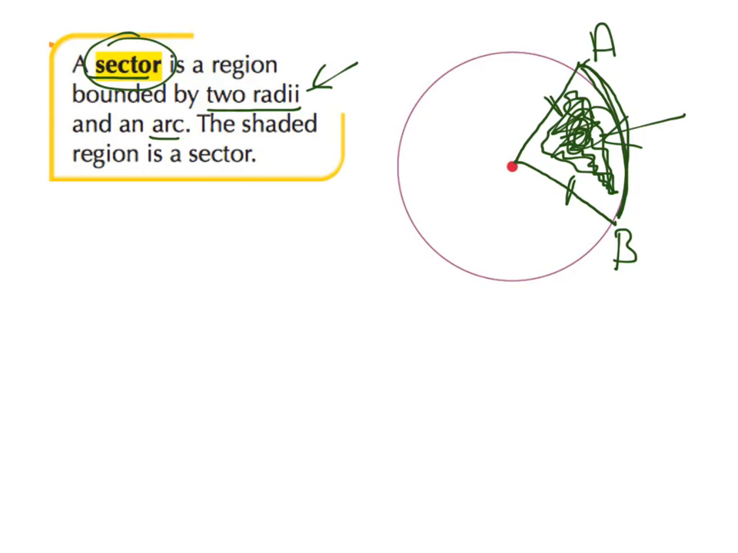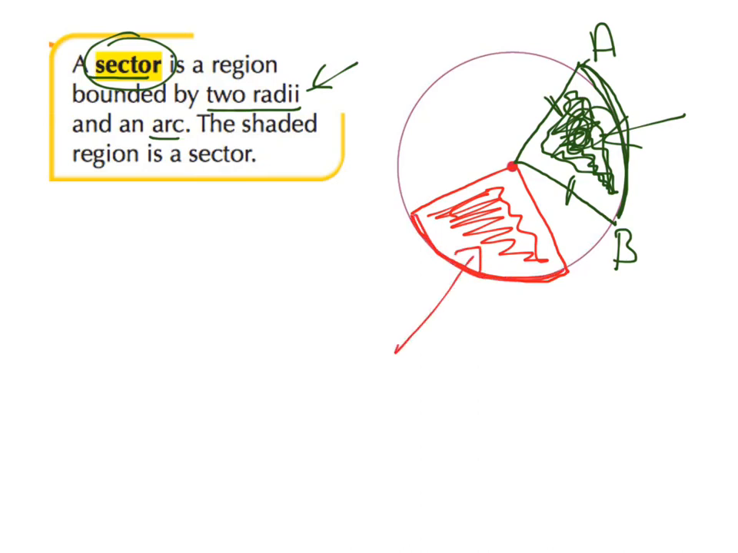Let's look at this. Is this a radius? Is this a radius? Is this an arc? Now, is this a region which is bounded by 2 radii and an arc? Can I say this is the sector of the circle? Yes.